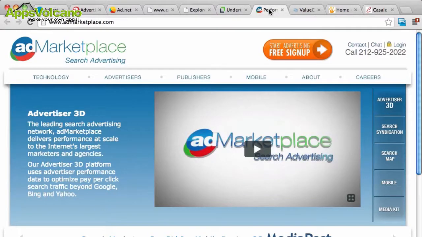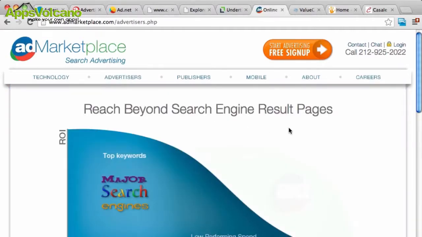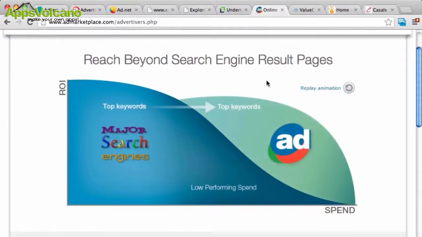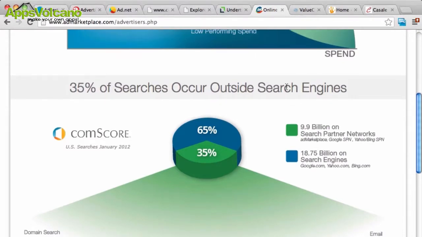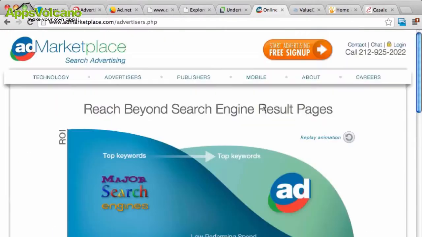Now, this next one that I want to show you is Ad Marketplace. You can get it at admarketplace.com. And right here, you can just click on the advertisers link. They're going to show you some of the benefits of going with them. Show you that not all search is happening inside of the search engine. So mainly they deal with different website networks your ads will run on, but they're a full media company, and they can help you get your ads out everywhere, not only on desktops but mobile and in apps as well.